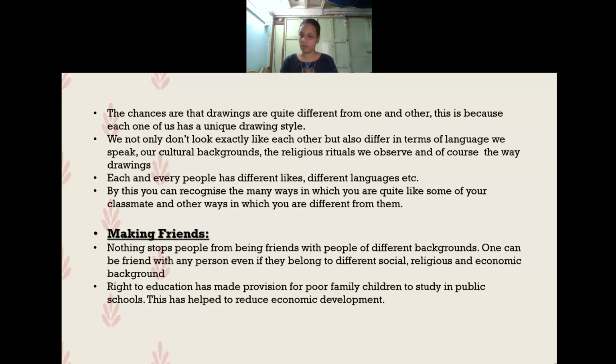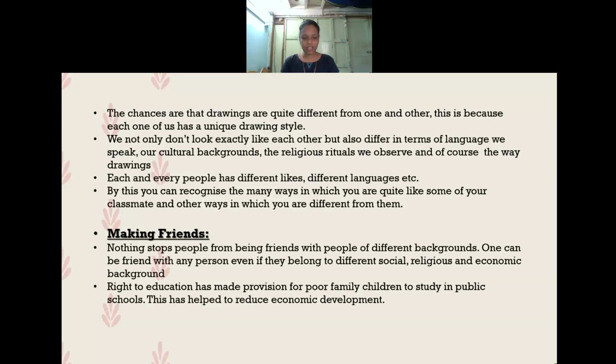So one is human beings, the second one is nature. If we take the example, we will come to know how we are different from one another. Nothing stops people from being friends with people who have different backgrounds. If I take the example of your classroom, different kinds of people are there, yes or no, children? From different backgrounds, you will not see the background and you will make your friends.